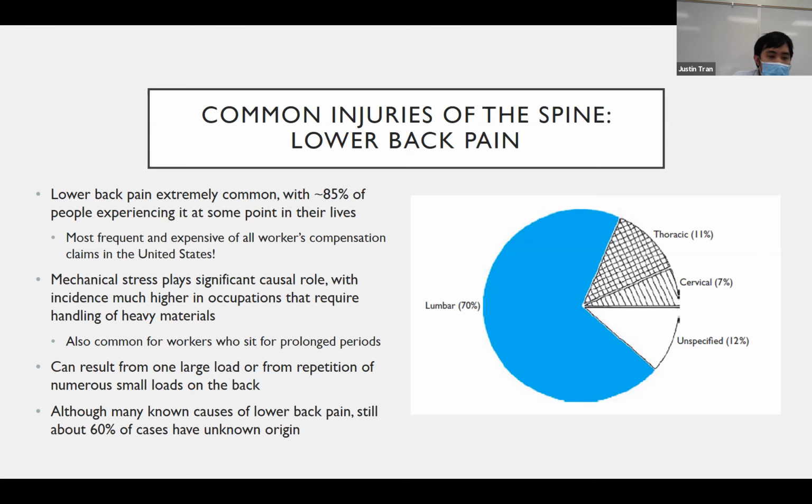Okay. And so even though we've studied lower back pain a lot, there's still a lot of cases where I say that they have unknown origin, but I think what that really means is that it's hard to pinpoint one exact cause because really it's an accumulation of a lot of things. Okay? And so I think this is going to be relevant for a lot of you guys because you're going to graduate from here and you might get a job where you sit at a desk for a long period of time.